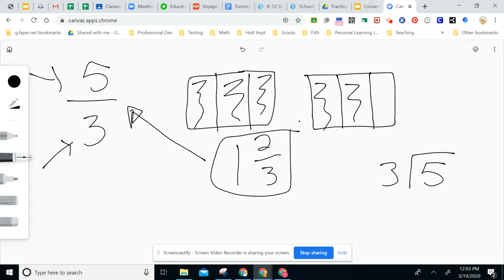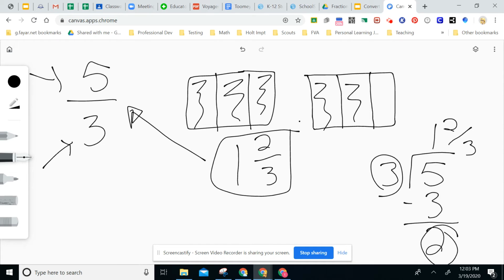3 goes into 5 how many times? 1. 1 times 3 is 3. Subtract. 5 minus 3 is 2. All right, so what do we have left? We have 2 out of 3 pieces left. So 1 and 2/3. And that's the same as we got with our model. So we know we're correct.